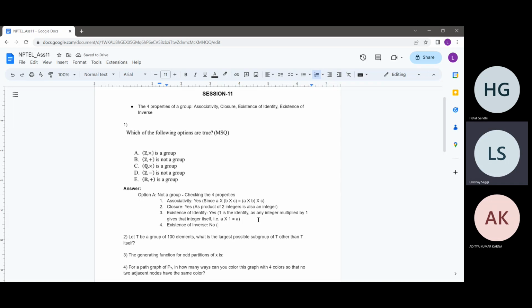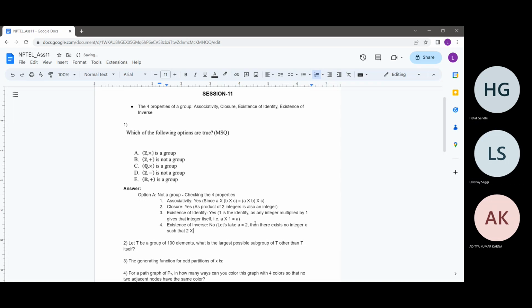let's just take any number. Let's just take the integer 2. Let's take a equals 2. Like, let's take an element 2 of the group. Then what we can say is that there exists no integer x such that 2 times x, or maybe let's just say no integer b, because multiplication with x can cause confusion. So 2 times b will give me 1.